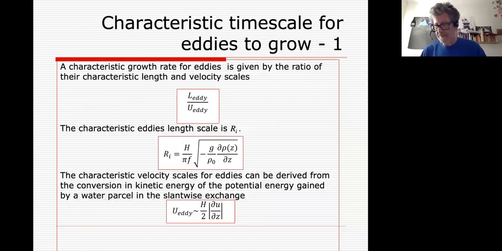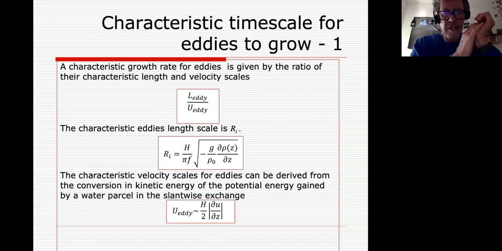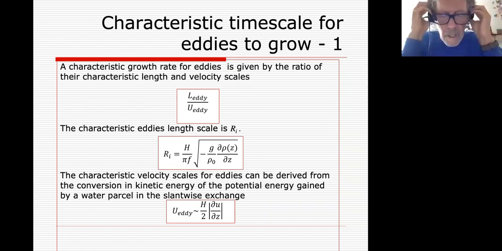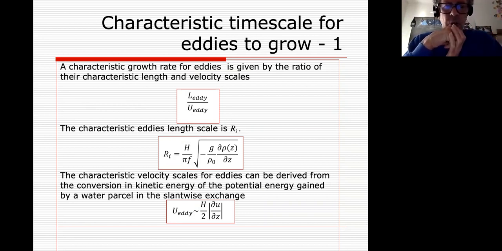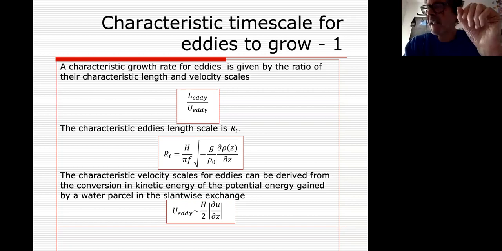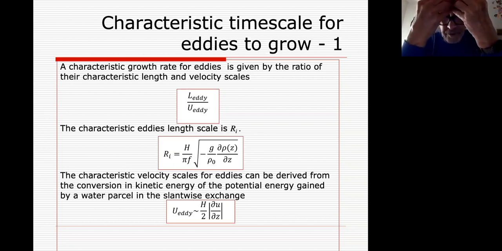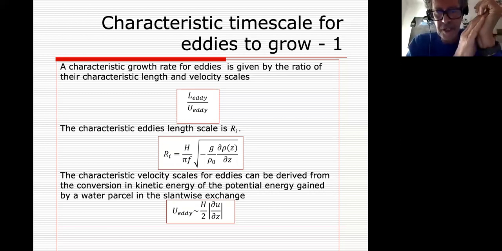And we're talking about space scale, but we can talk about time scale. And we can use the characteristic growth rate for eddies, which is given by the ratio between the space scale and the velocity scale. The space scale is not difficult to have, since we talked up to now about the Rossby radius of deformation. So we assume the Rossby radius of deformation as the spatial scale.